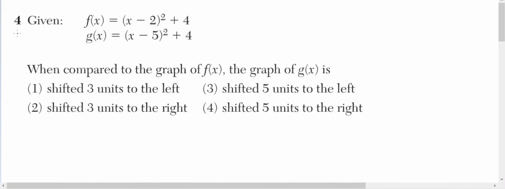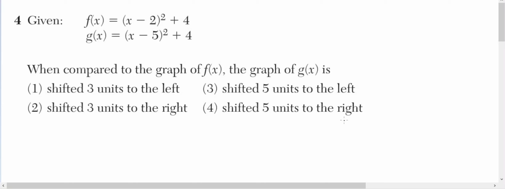All right, for number 4, we have given f of x is quantity x minus 2 squared plus 4, and g of x, which is quantity x minus 5 squared plus 4. When compared to the graph of f of x, the graph of g of x is, and then our 4 choices involve some sort of shifting, from shifting 3 units to the left, 3 units to the right, or shifting 5 units to the left, 5 units to the right.